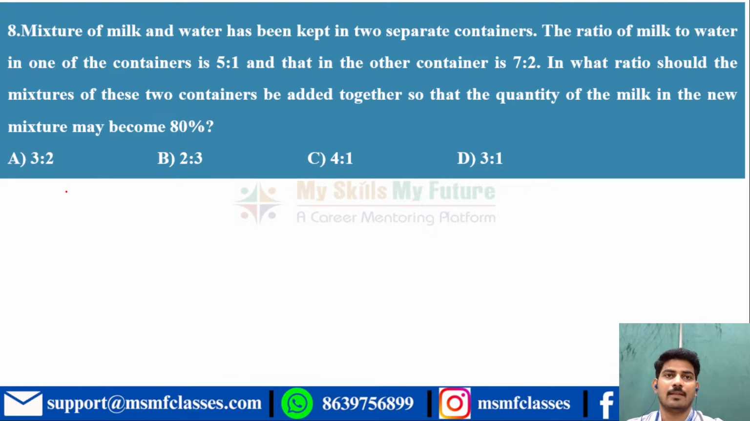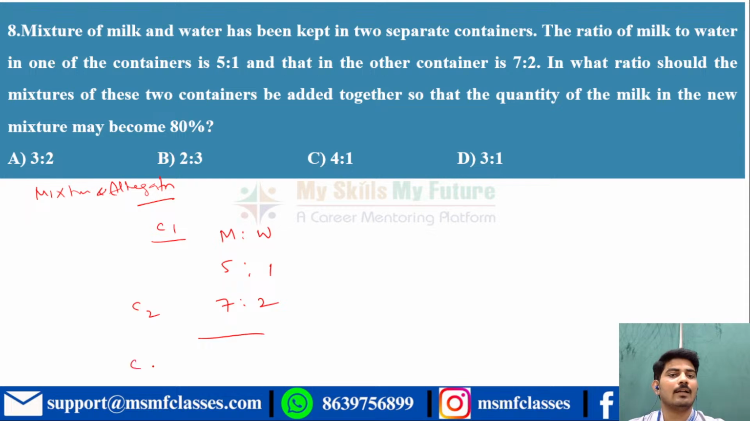Okay, let me explain here. This is from the mixture and alligation topic. What he gave in the question is that there are two containers. Container 1 has milk and water in the ratio 5:1, and container 2 has milk to water ratio of 7:2. In container 3, they are added together in some ratio, and the quantity of milk in the new mixture is 80%. So milk will be 80%.